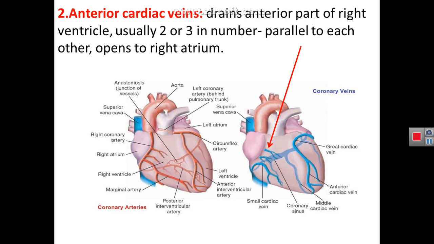So this is the first topic of the venous drainage of the heart, which is the coronary sinus, the biggest vein of the heart. The other veins of the heart are, number two, the anterior cardiac veins. These veins drain the anterior wall of the right ventricle, and usually there are more than one, about 2 to 3 in number, running parallel to each other, and they open directly into the right atrium.